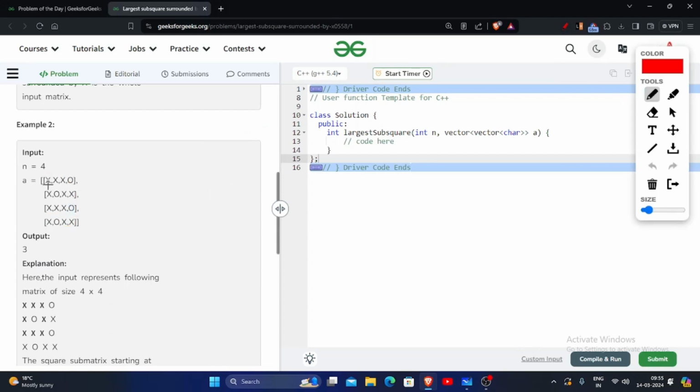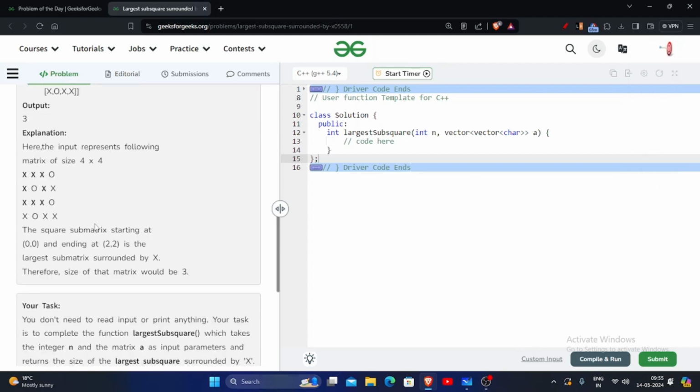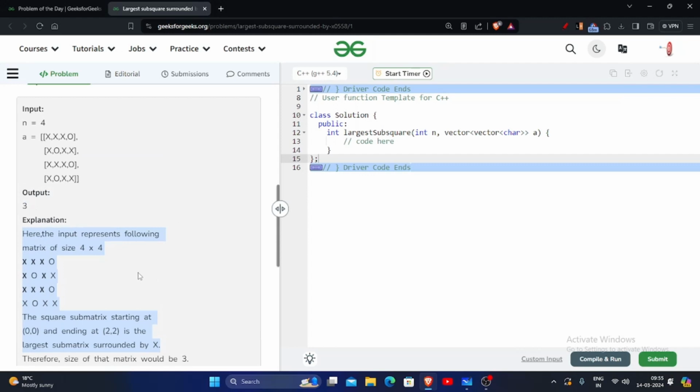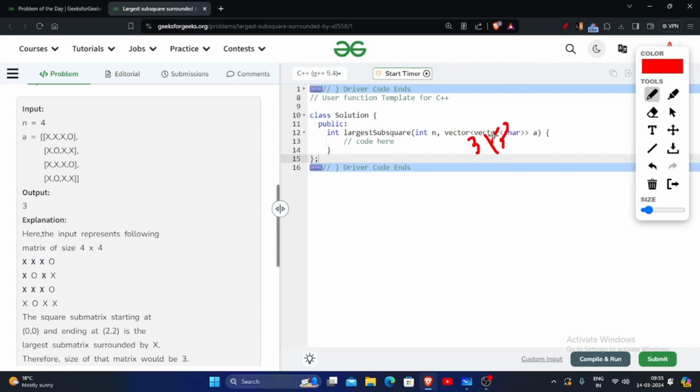So can we do something like 3 cross 3? And if you see this 3 cross 3, you have already read the explanation for this. It says yes, this 3 by 3 matrix we have, and all of its boundaries are X. So we can actually get a 3 cross 3 matrix. Inside we have 0, but we don't care about that. Why? Because all of its sides are 3, so we know it is a 3 cross 3 square submatrix.